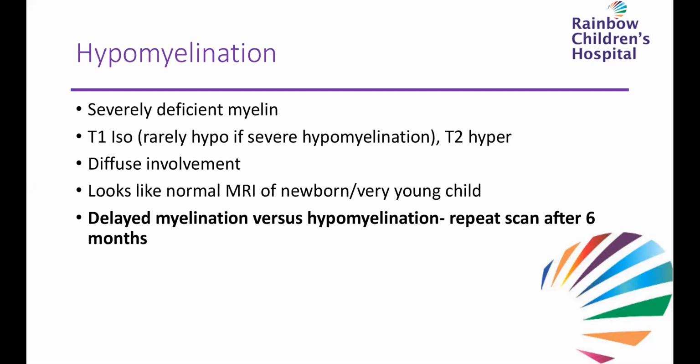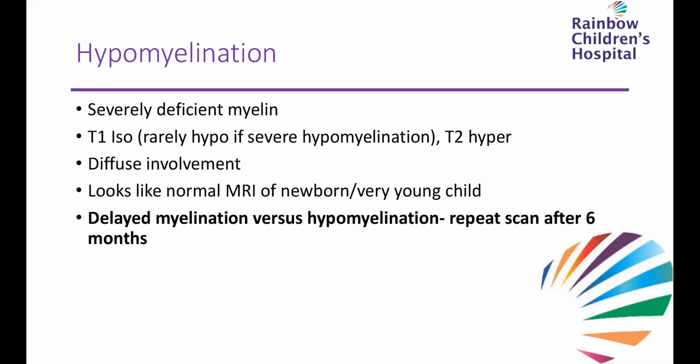What happens in hypomyelination is that there is severely deficient myelin formation. If we look at the MRI of these kids, the T1 appears iso-intense or near normal. Occasionally it can be hypo-intense in case there is a severe hypomyelination, and T2 is hyperintense. So we have an MRI picture in which the T2 images look very abnormal and the T1 images look relatively okay. Generally there is a diffuse involvement, and the MRI tends to look like the normal MRI of a very newborn or a very young child.